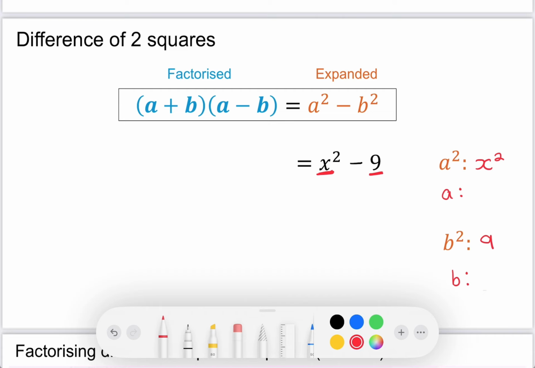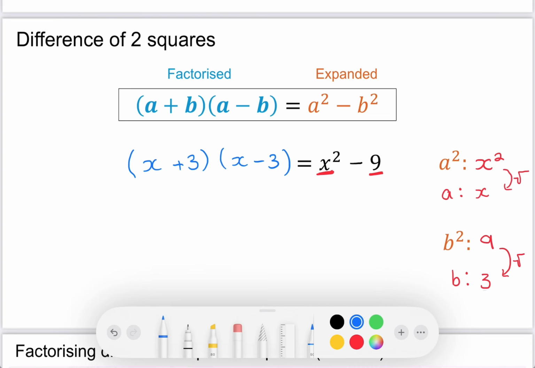Well, right now I know a squared is x squared. So to find just a, all I have to do is square root. Square root of x squared is just x. Again, I know b squared is 9. So if I want to find just b, I have to square root. Square root of 9 is 3. Now I can factorize. Factorized form is whatever a is plus b. So a is x plus b is 3. And then a, so a is x, minus whatever b is, 3.